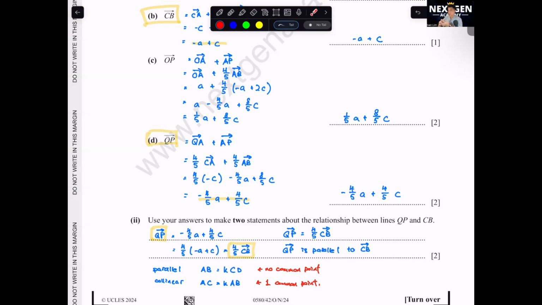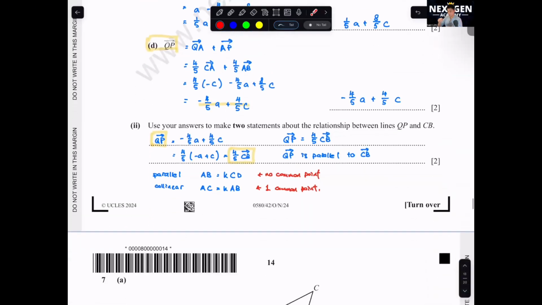If you can do this, please type 6 in the chat. Okay, 6. Okay, if you are not good with this, make a remark in your tracker. Say you need to revise on your vectors.